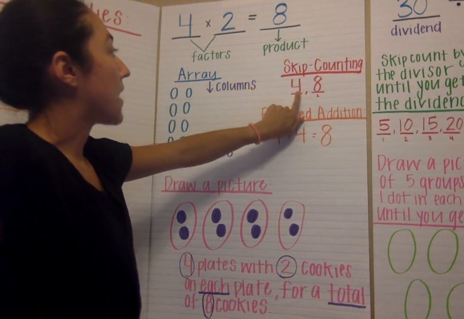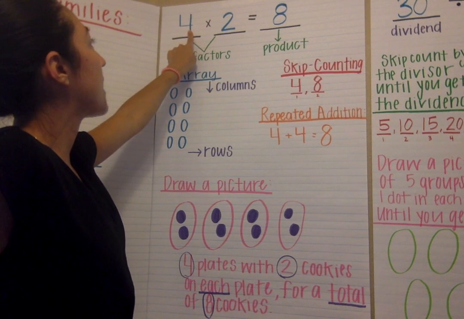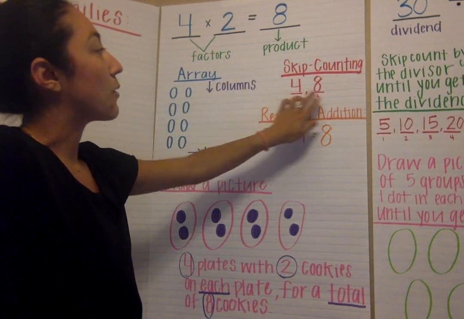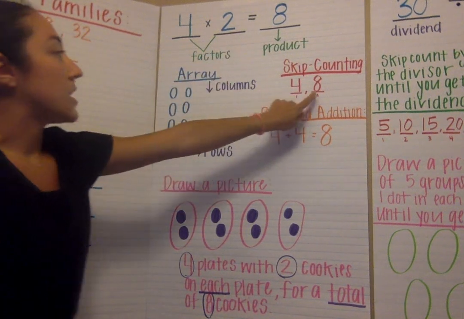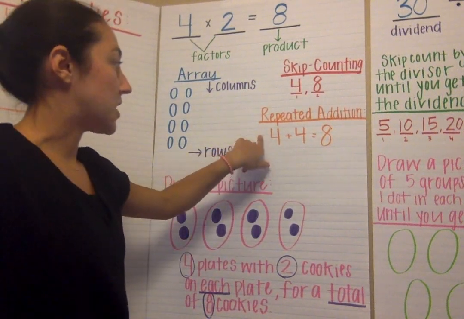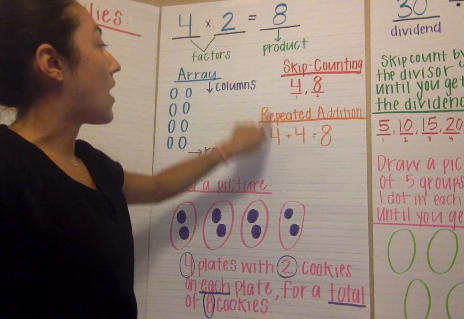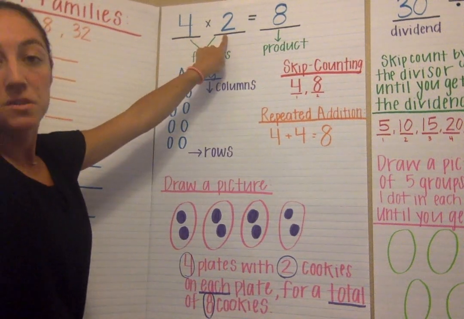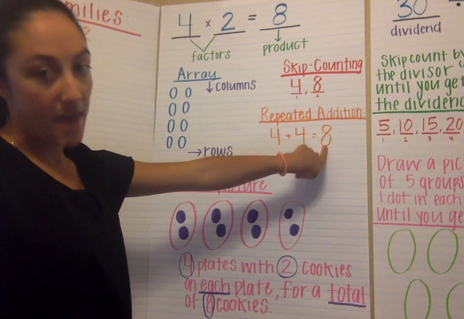Another way is you can skip count. You can skip count by this first number. So this first number is 4, so I'm going to skip count by 4 twice. So 4, 8. And I only counted it 2 times because the second number was 2. Then your answer would be the number that you end up on. Another one is repeated addition. You could add the first number together by as many as this number is. So I added 4 together 2 times because my first number was 4 and this was 2. So when I add 4 plus 4, that's going to get you to your answer of 8.